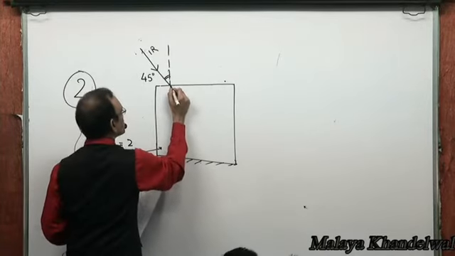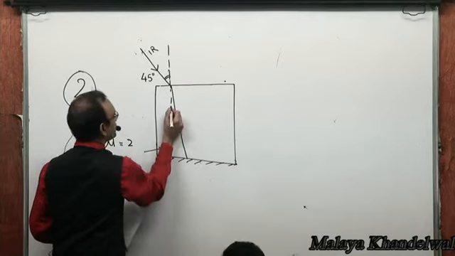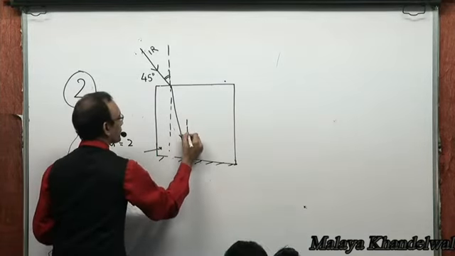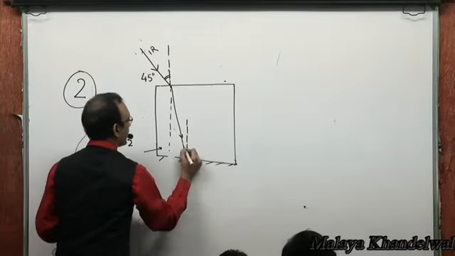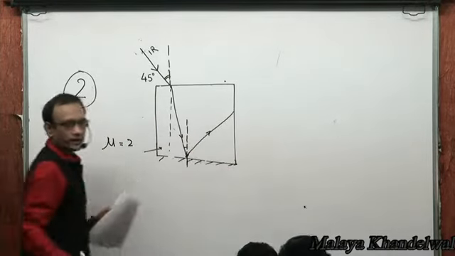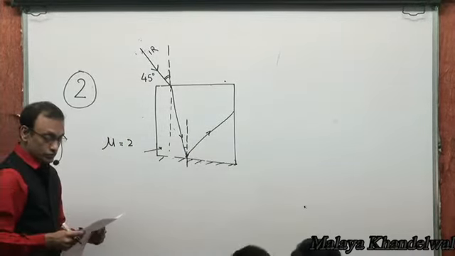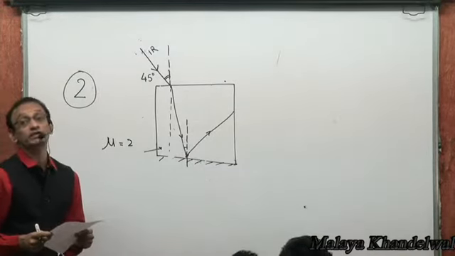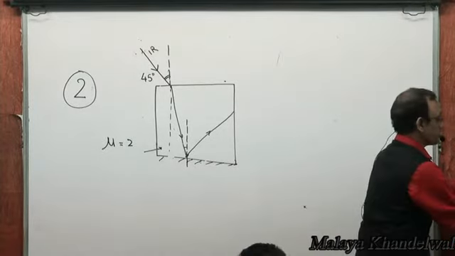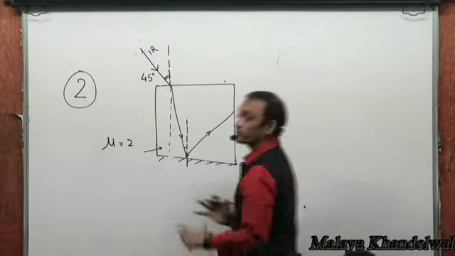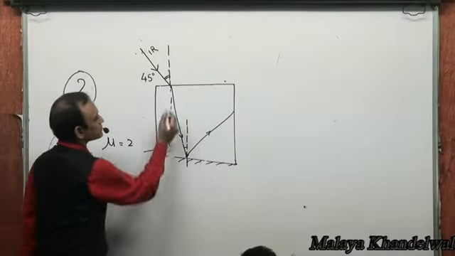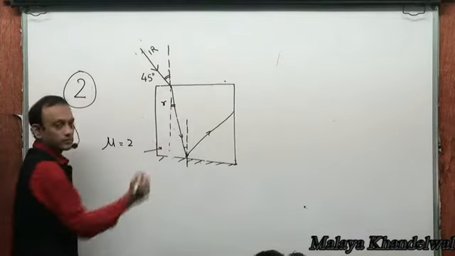This ray, going from rarer to denser medium, will bend towards the normal, right? And then it gets reflected on the surface. This is the reflected ray. And we want to obtain the total deviation when it emerges from the glass slab. Clear?